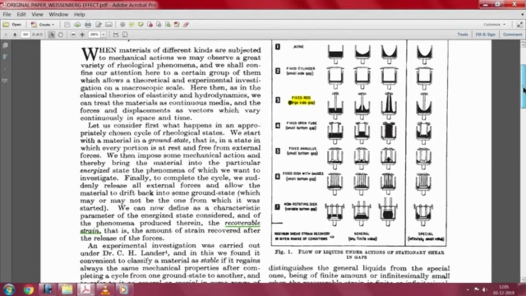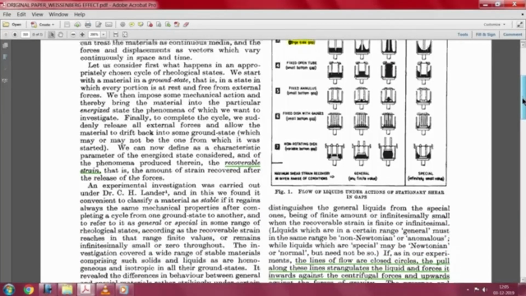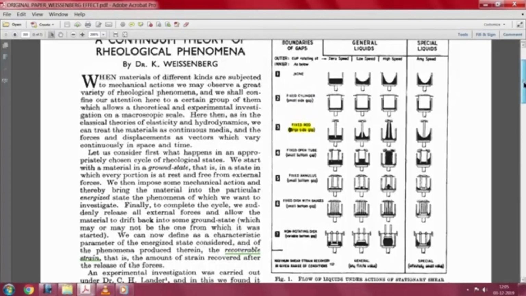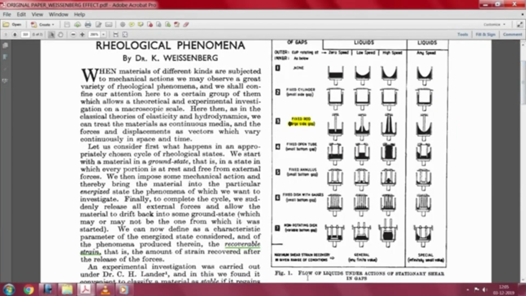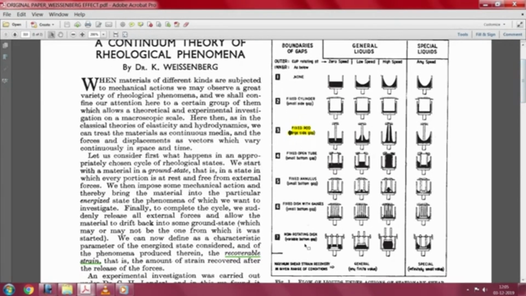And he goes on to discuss recoverable strains, etc. There is a couple of important things I would like to note, and it is this particular figure. Here he says flow of liquids under the actions of stationary shear in gaps. And he goes on to list many different types of experimental conditions. The one that is particularly valid for us is this particular number 3, where we have this beaker and then we have this rod that is partially immersed into the fluid, and we would have this rod climbing effect.